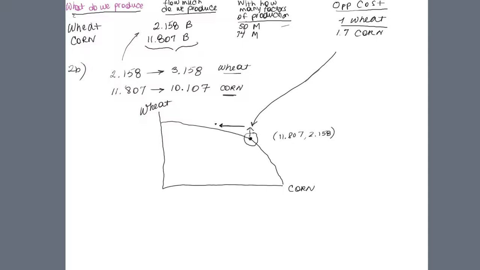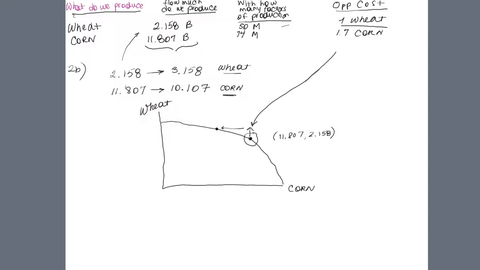It's also possible that we have lost way too much corn for that gain in wheat, so that we're somewhere over here, which means we are feasible but not efficient. It's also possible that we have lost exactly the amount of corn that we needed to lose to get back to the production possibility frontier, so that it's both feasible and efficient. So what's going to tell us where we are is exactly the opportunity cost.